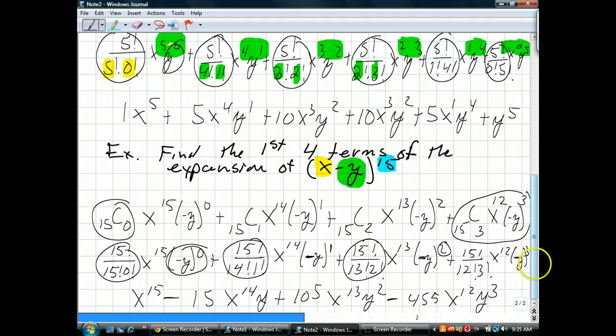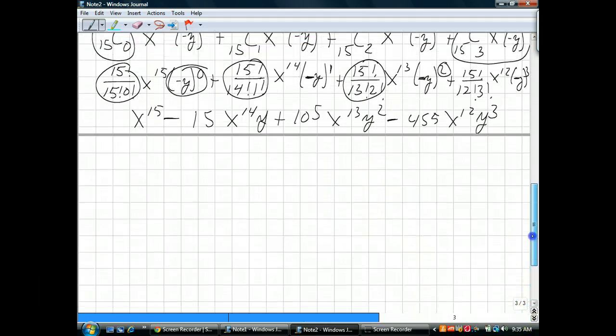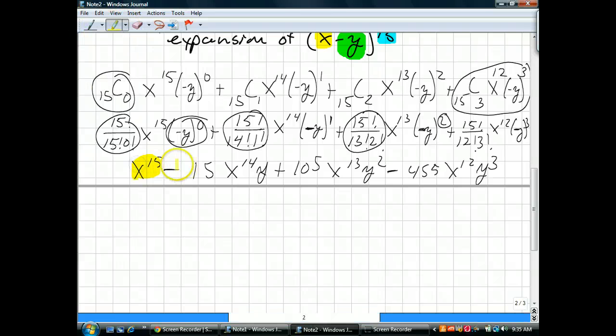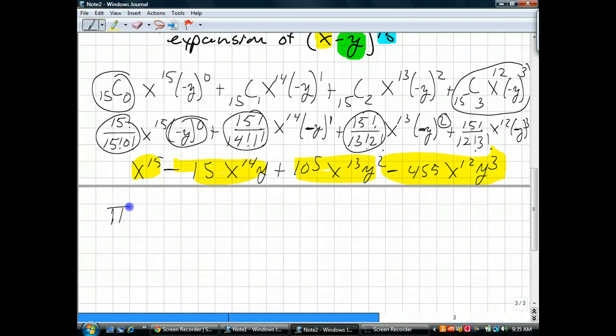So the first 4 terms of that expansion are represented by this. This is the first one, this would be the second one, third one, and fourth one. And again, notice this is the fourth term, but the power on the y is 3. Okay? Right, so that becomes very important to find a specific term.